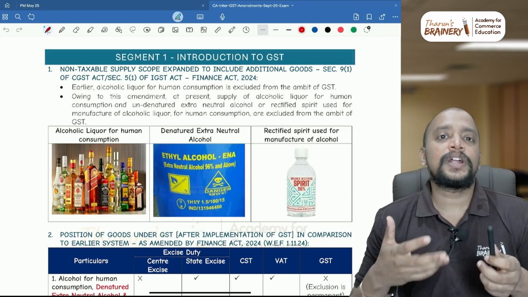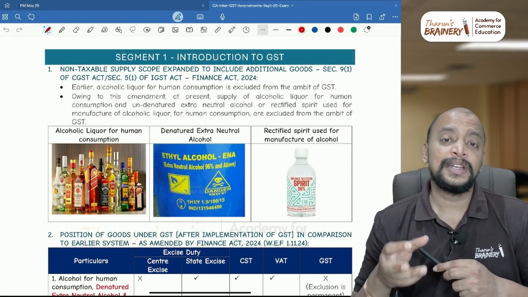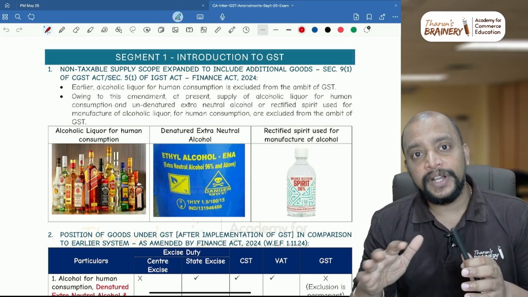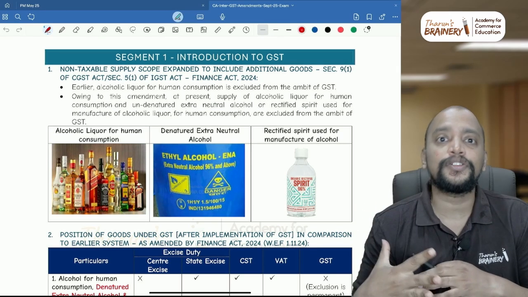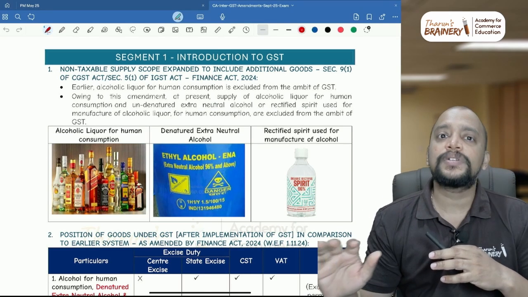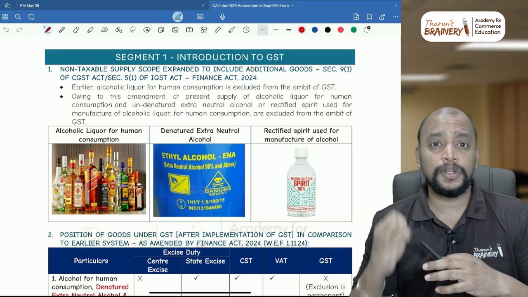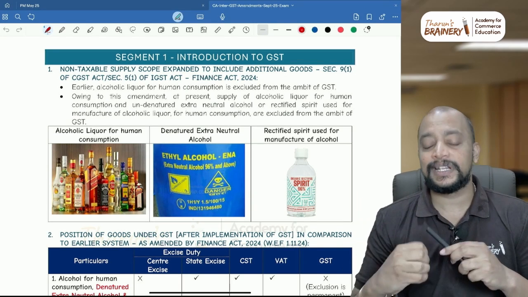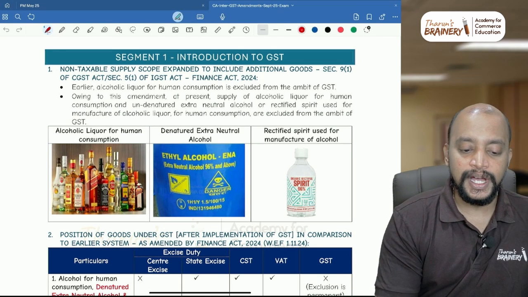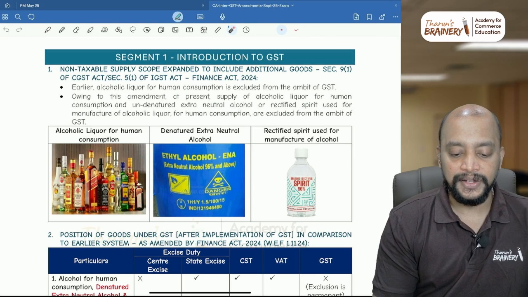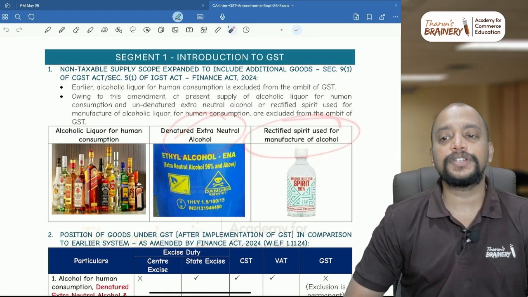And why is it called non-taxable supplies? Because as per the constitution, there is no levy of GST on these supplies, and so petroleum products will come into the ambit of GST as and when decided by the GST council, but alcoholic liquor for human consumption is completely outside the ambit of GST. Now, when it comes to alcoholic liquor for human consumption, they have added 2 more products, that is denatured extra neutral alcohol and rectified spirit used in manufacture of alcohol. These 2 goods. Why?